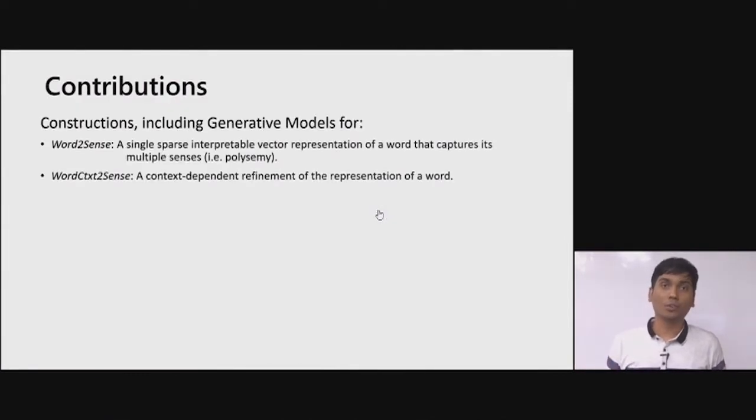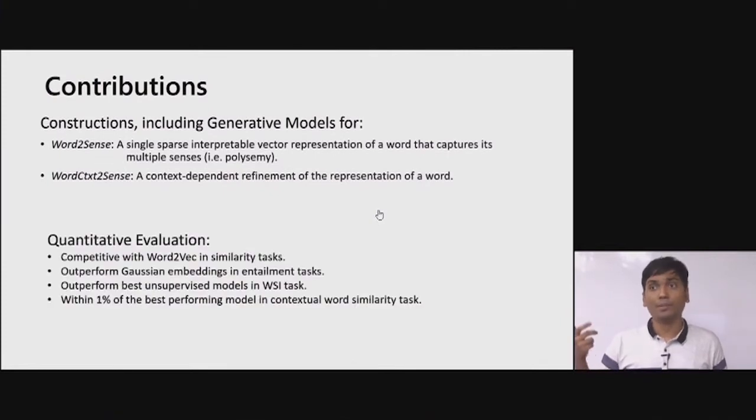So the contributions are twofold. First, I'll give you a single sparse interpretable embedding that contains the information of all the senses of a word in a corpus, and I'll use this sparsity structure to give an algorithm that refines the embedding depending on the context. In evaluation, we beat the best unsupervised embeddings in word sense disambiguation tasks, and we are competitive with state-of-the-art models in other downstream tasks.